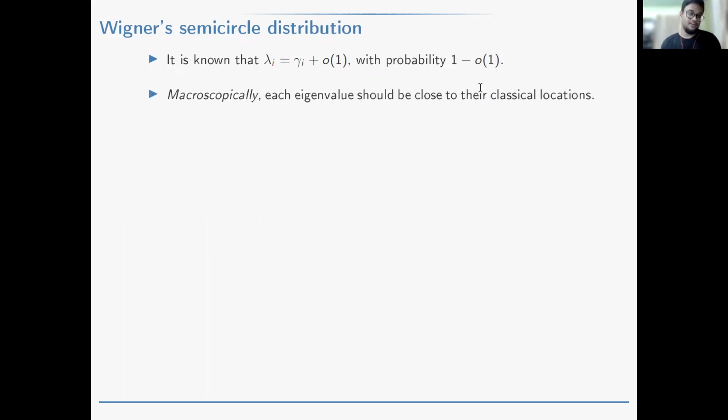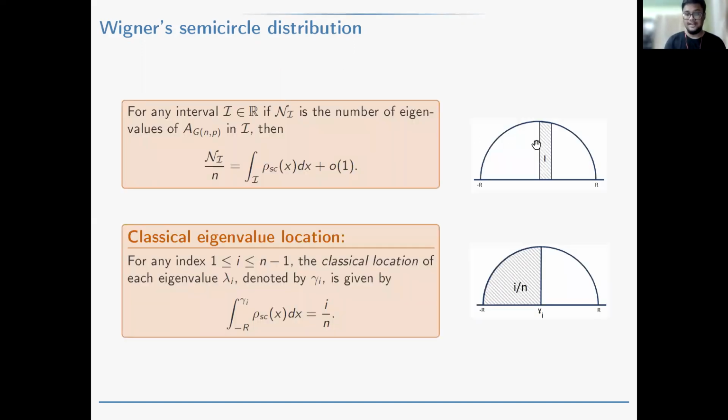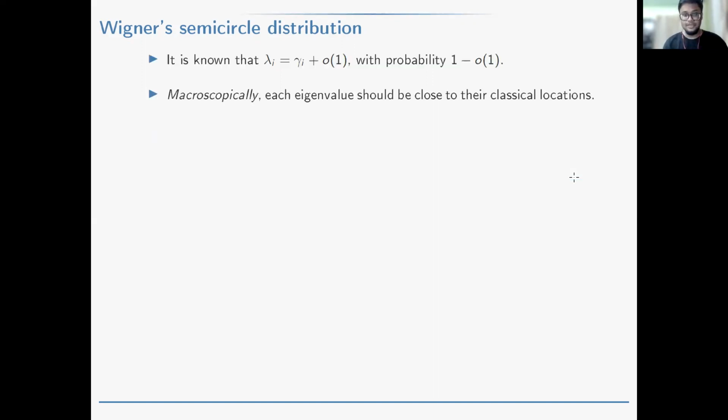So what the semicircle law tells you is that macroscopically, I'll explain what I mean by macroscopically in a minute, each eigenvalue should be close to its classical location. But the reason it is macroscopic is because this works only when the interval under consideration is very large, so only when we are looking at eigenvalues that are far apart. For example, this small o(1) error term doesn't go down sufficiently fast.